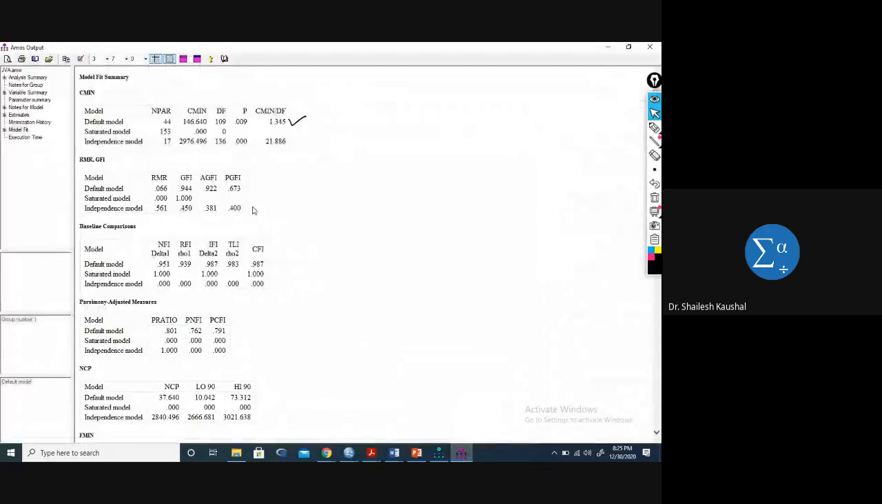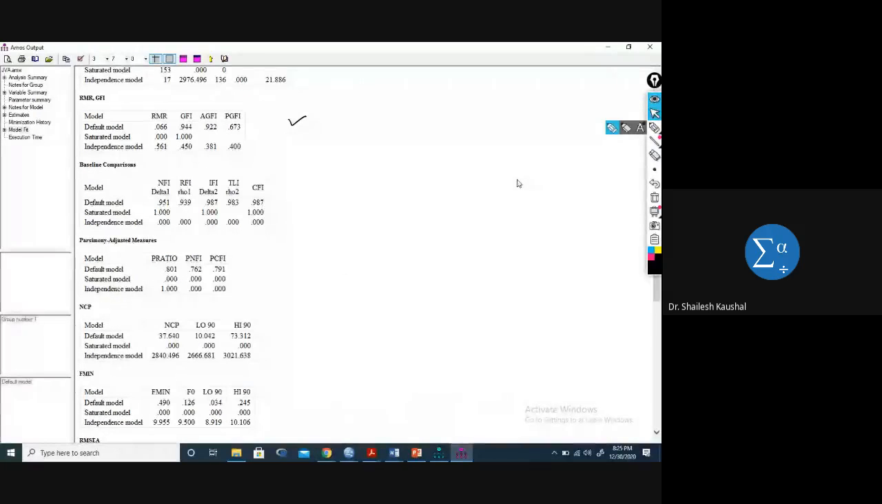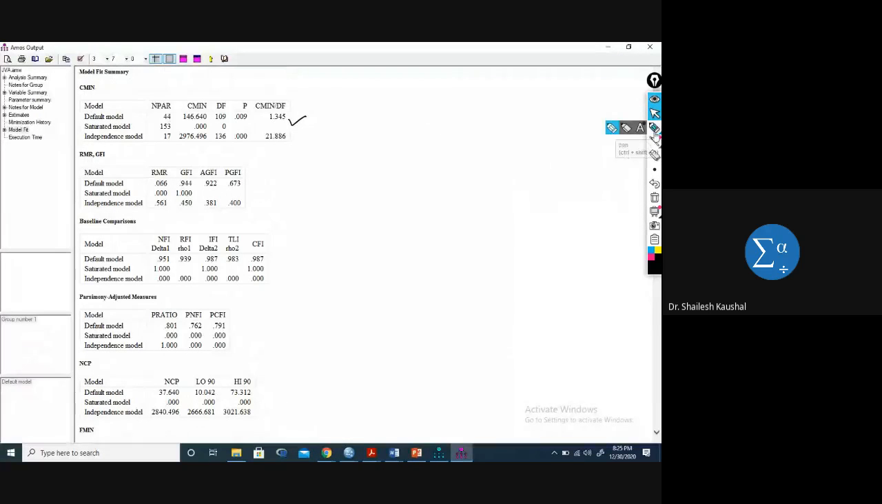So what is the absolute GFI? This is my GFI, the goodness of fit index. Theoretically it should be greater than 0.5, but what is the value of GFI? It is 0.945, because it is a good fit. But if its value is less, say 1 minus 0.8, it means it is a 20% poor model. So near the value 1, it is a good fit.